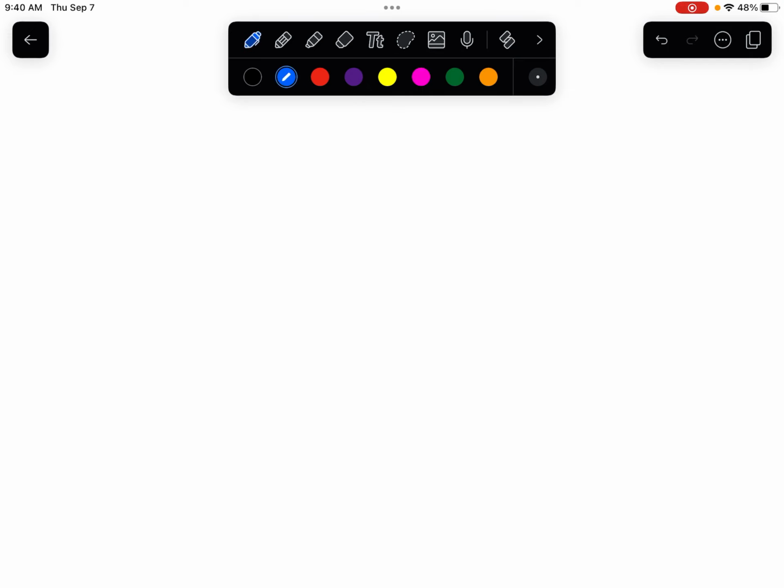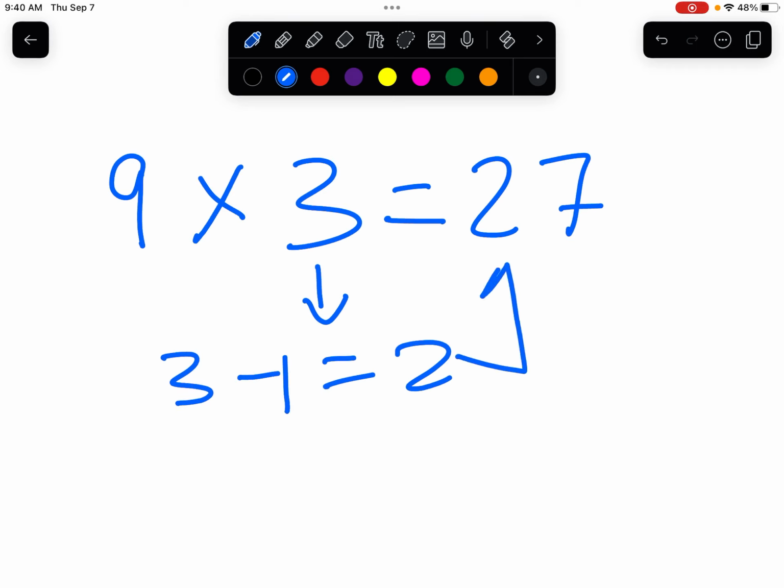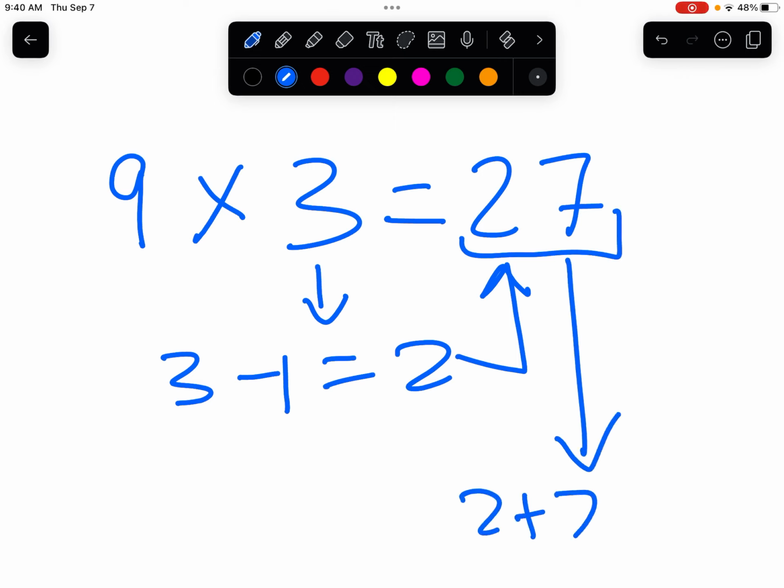Okay. Kiddos, I'm going to give an example. 9 times 3 equals 27. How do we know that? 3 minus 1 equals 2. So the answer begins with a 2. 2 plus 7 equals 9.